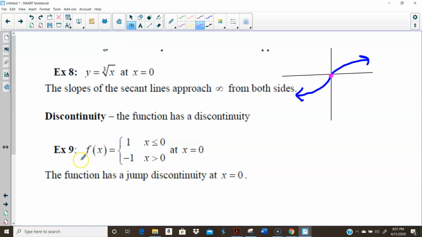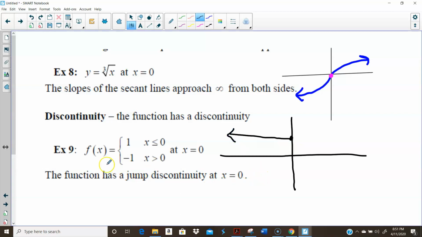Looking at example 9. Example 9 is a piecewise function, and you're going to see this function quite often in calculus. So y equals 1 when x is less than or equal to 0. So that's going to be y equals 1 when I'm smaller. And then y equals -1 when I'm greater than 0. And this time it's an open space, and I'm going in that direction.